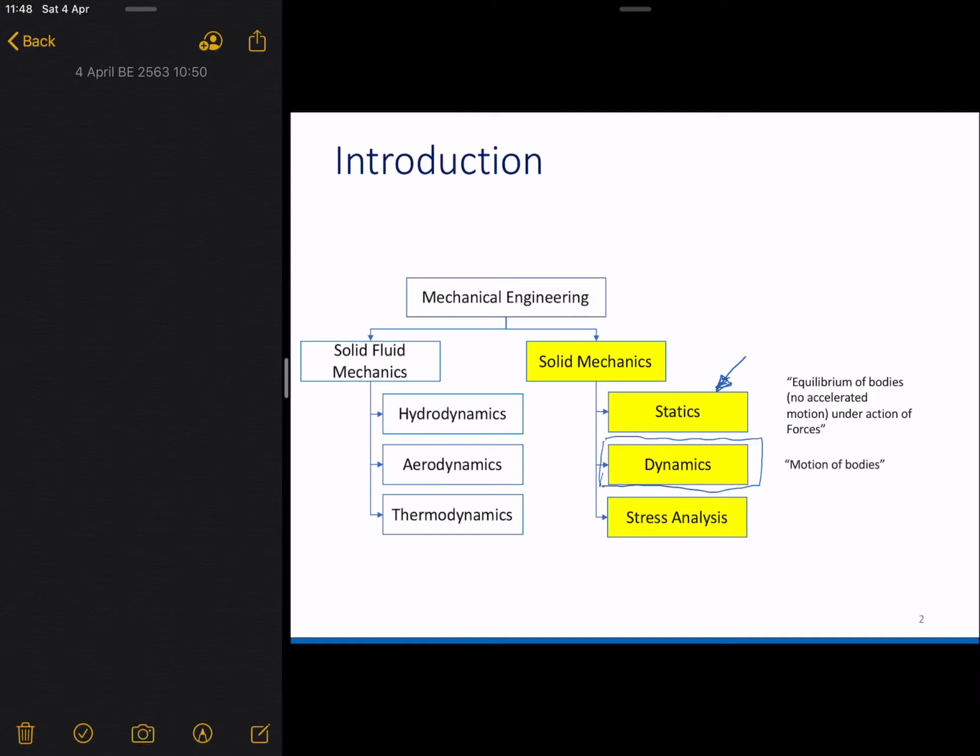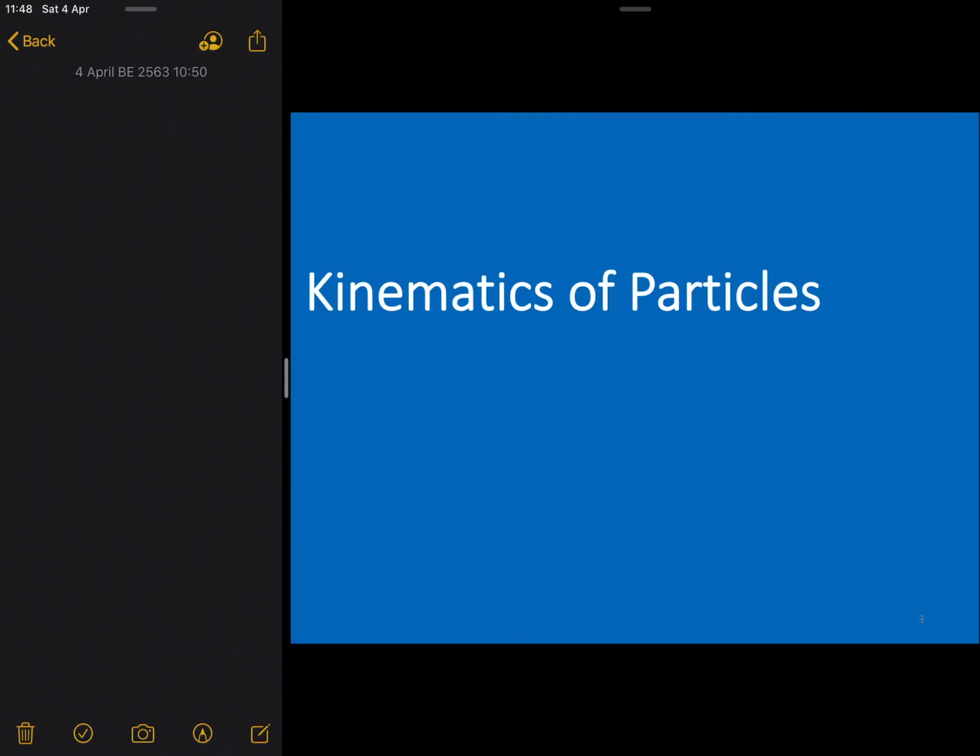But now we are focusing on dynamics. What is dynamics? Dynamics is the motion of bodies, as you can see here, and the acceleration is not 0 anymore. So let's get to the topics. First we will learn about the kinematics of particles.